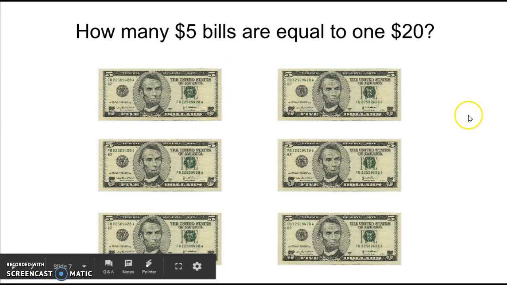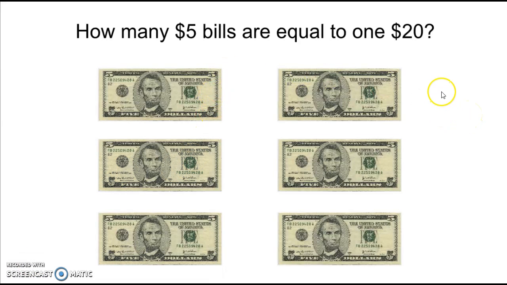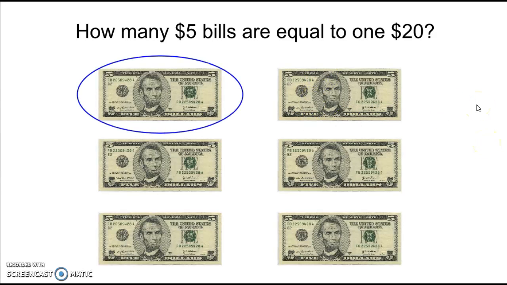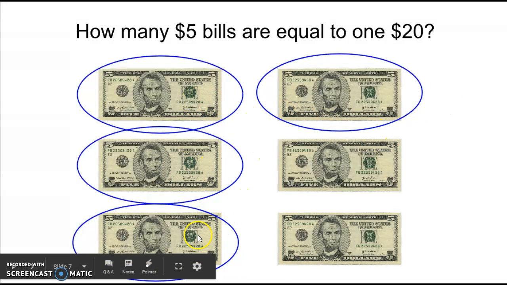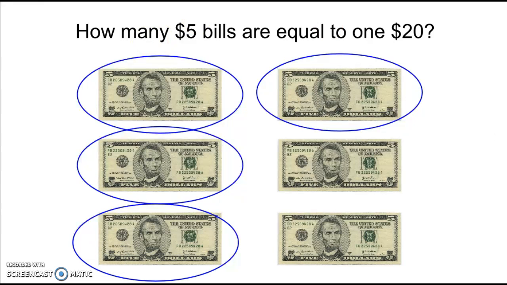How many $5 bills are equal to 1 $20 bill? Now this can be a little tricky, so for this one we're going to have to remember to count by our 5s. Okay, so let's see. 1 $5 bill, 2 $5 bills, 3 $5 bills, 4 $5 bills. 5, 10, 15, 20. So 4 $5 bills are equal to $20. That's pretty cool, isn't it?